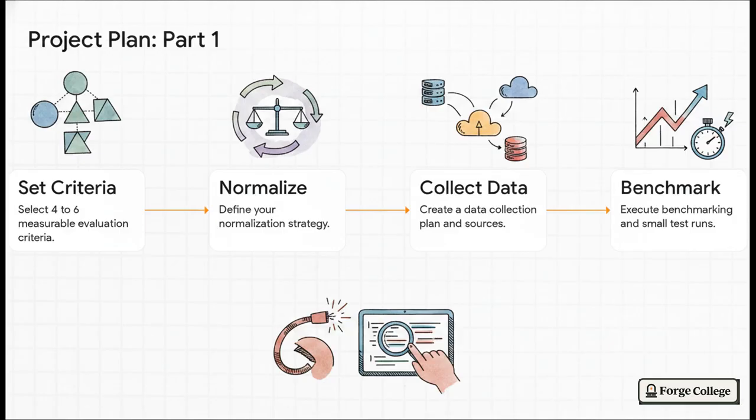Step 2, define that normalization strategy we just talked about. Step 3 is your data collection plan, like where exactly are you pulling this data from. And Step 4 is absolutely crucial. Execute benchmarking and test runs. Please do not wait until the final project to find out your data access and query scripts are completely busted. Manually confirm they work on a small sample first.